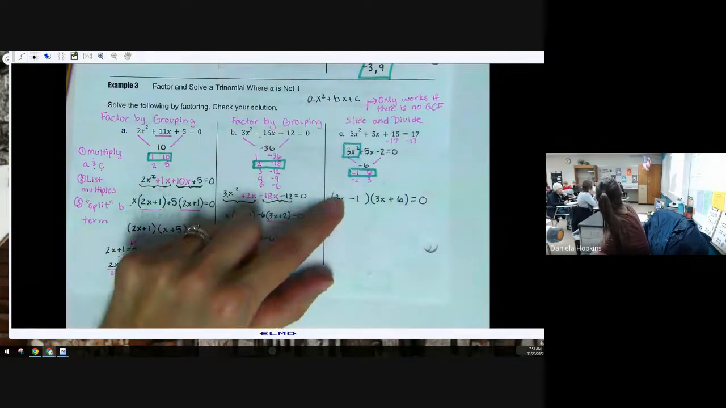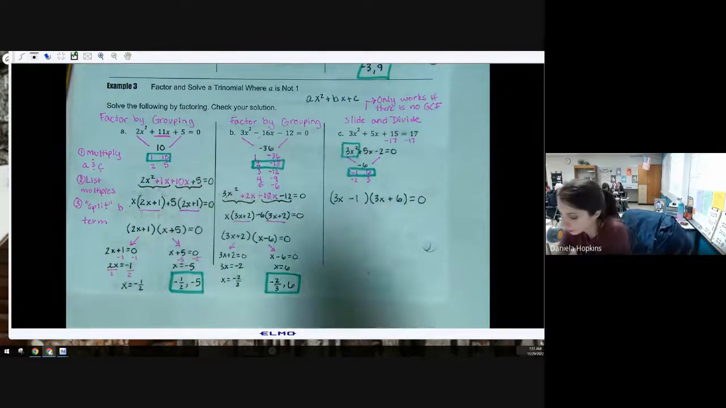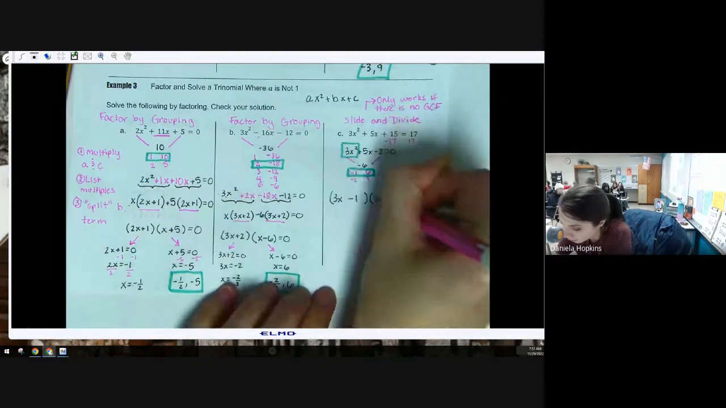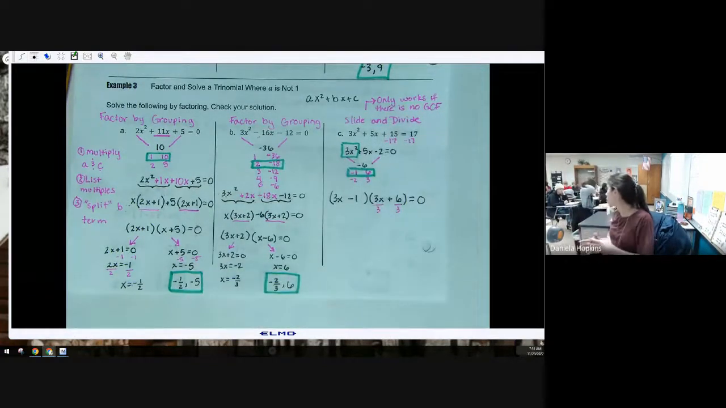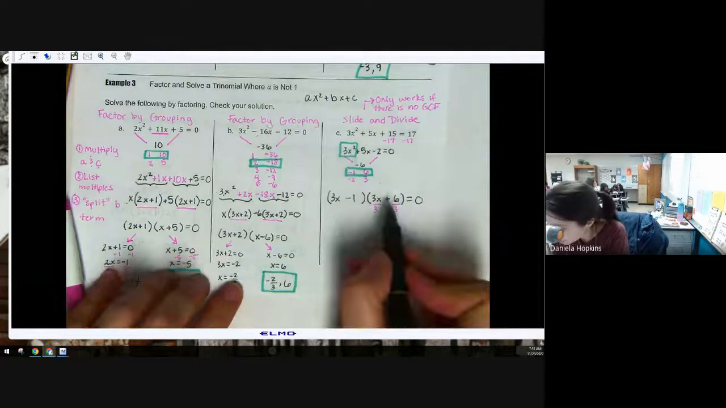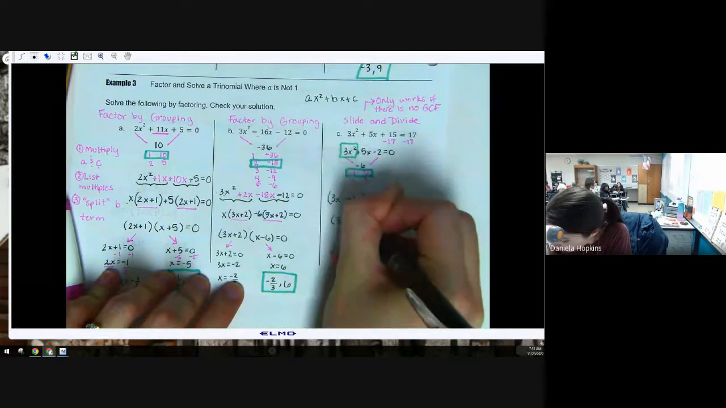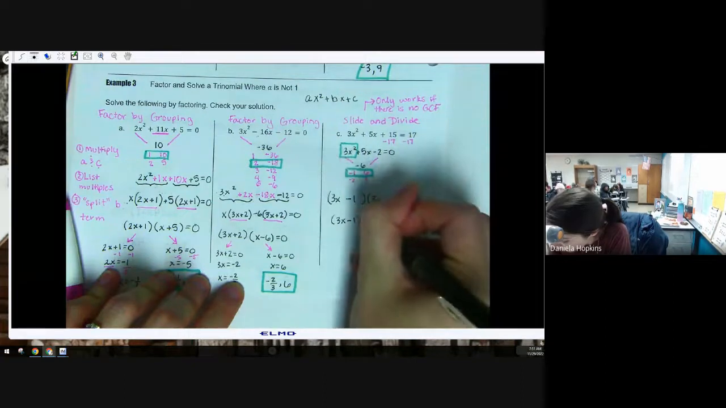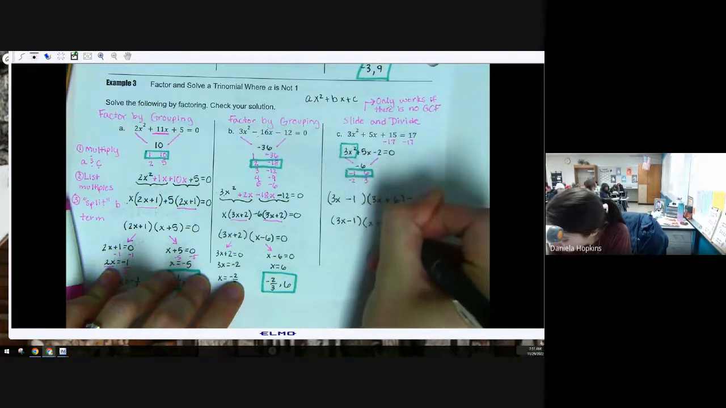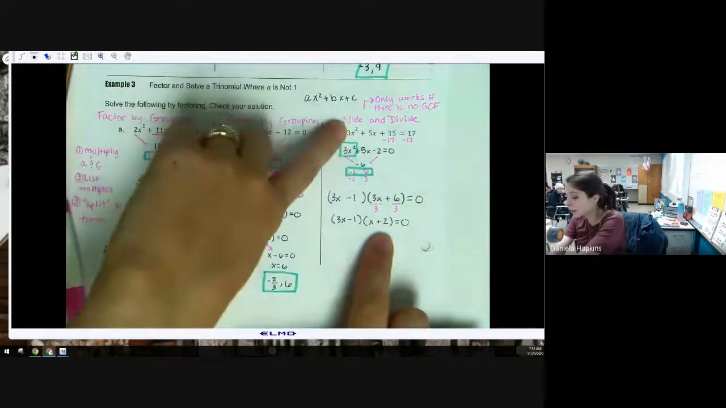But can you guys see how I could reduce this second factor? What could I divide out? Just divide out a 3. And this is just magic happening because you usually can't just divide out numbers from an equation. You can't do that without doing something to the other side. But if you divided out a 3 here, then you would have 3x minus 1. And then you'd have x plus 2. And now if you did FOIL this back out, you would get back to the original.